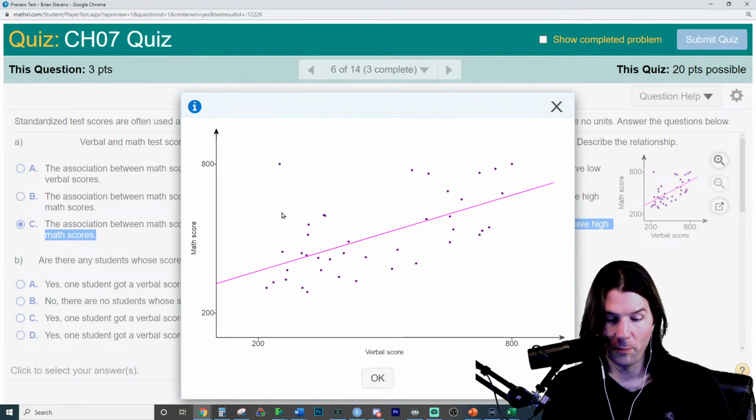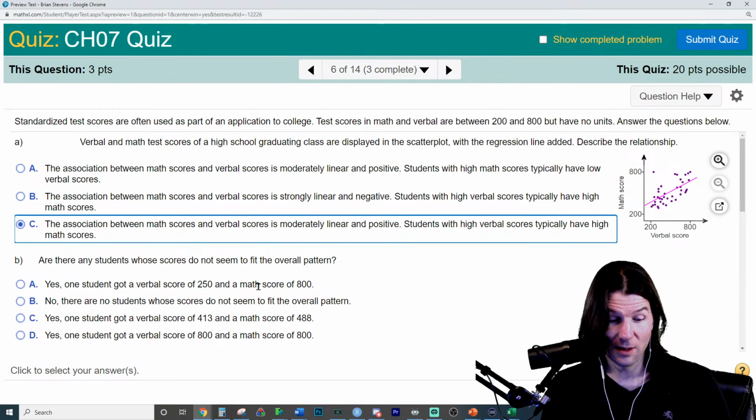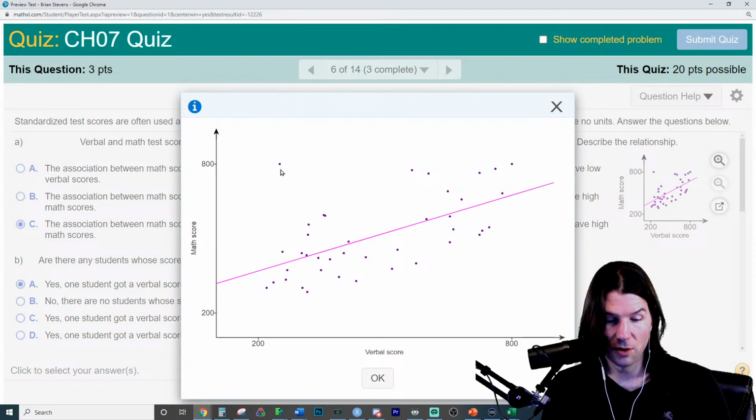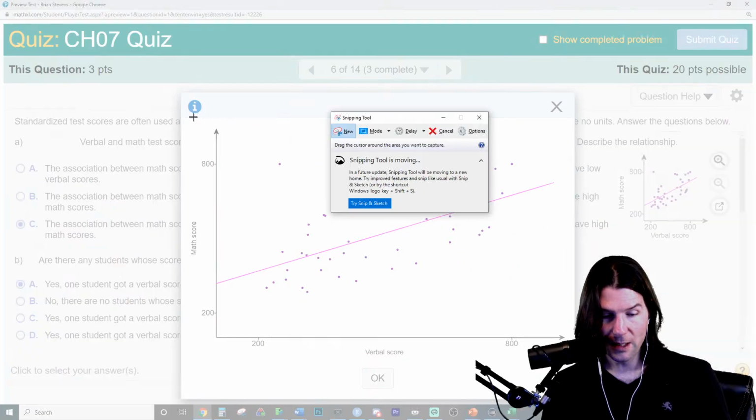Great math, bad verbal. So are there any students who don't fit the mold? Well, we just found it. The person who had a verbal of 250, you can see it right here, verbal of 250 if you trace downward. Let's show this on the screen. It's always good to draw on your plots. You'll see me do that a lot.